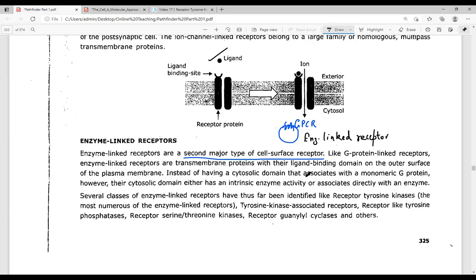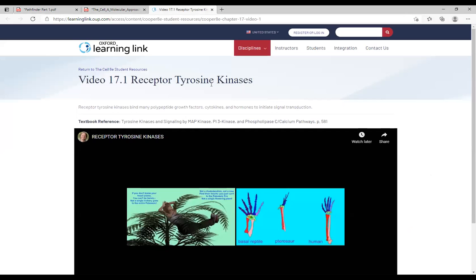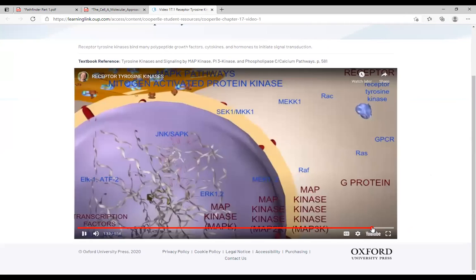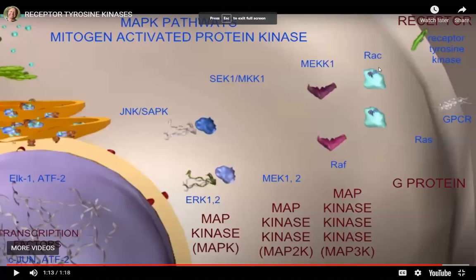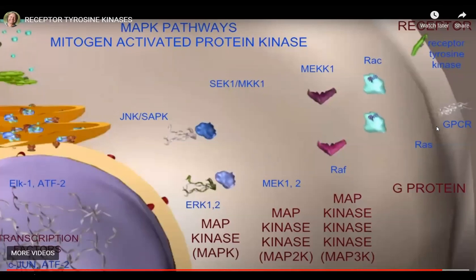And they are being associated with monomeric G proteins. Which was the monomeric G protein with which they were being associated? They were associated with other monomeric G proteins, such as RAS, RAC, and RAF. RAS, RAF, and RAC were all monomeric G proteins that were present in the cell.